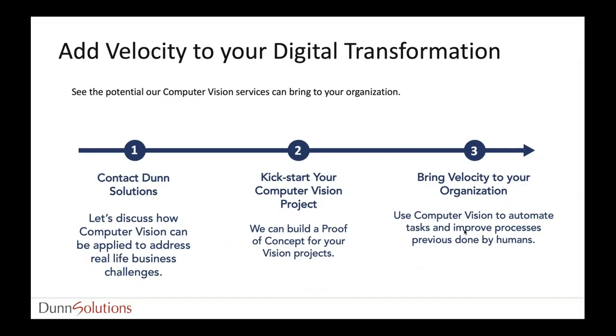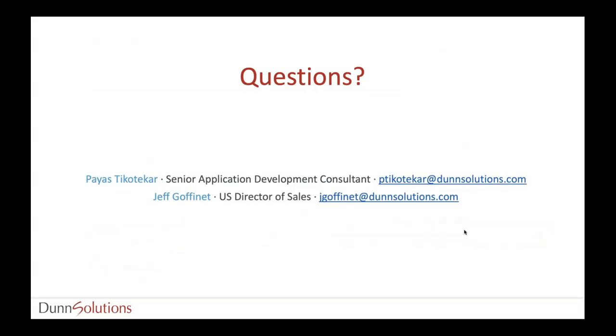For the next steps, what I would say we could do is, if you think this is a good fit for you, you can contact Dun Solutions, and then we can discuss how computer vision can be applied to address real business challenges. If that conversation takes us there, and if we think there are areas in your organization that we could help with these kinds of technologies, then we could help you kickstart your computer vision project by building, let's say, a proof of concept for one of your problem areas. We could identify something and then show you what we can offer in real terms. And if that's a good match, then we can bring the virtuosity cycle that we discussed at the beginning to your organization. We can use computer vision to automate tasks and improve processes previously done by humans faster and more efficiently.